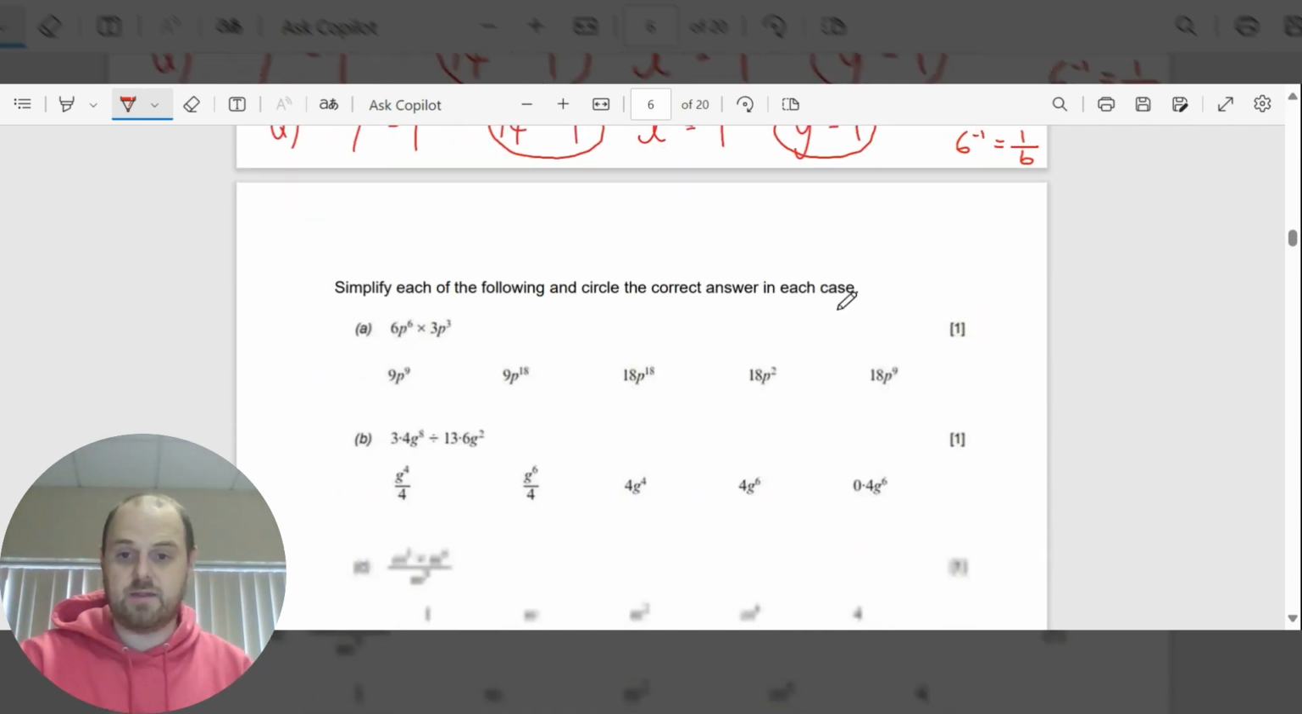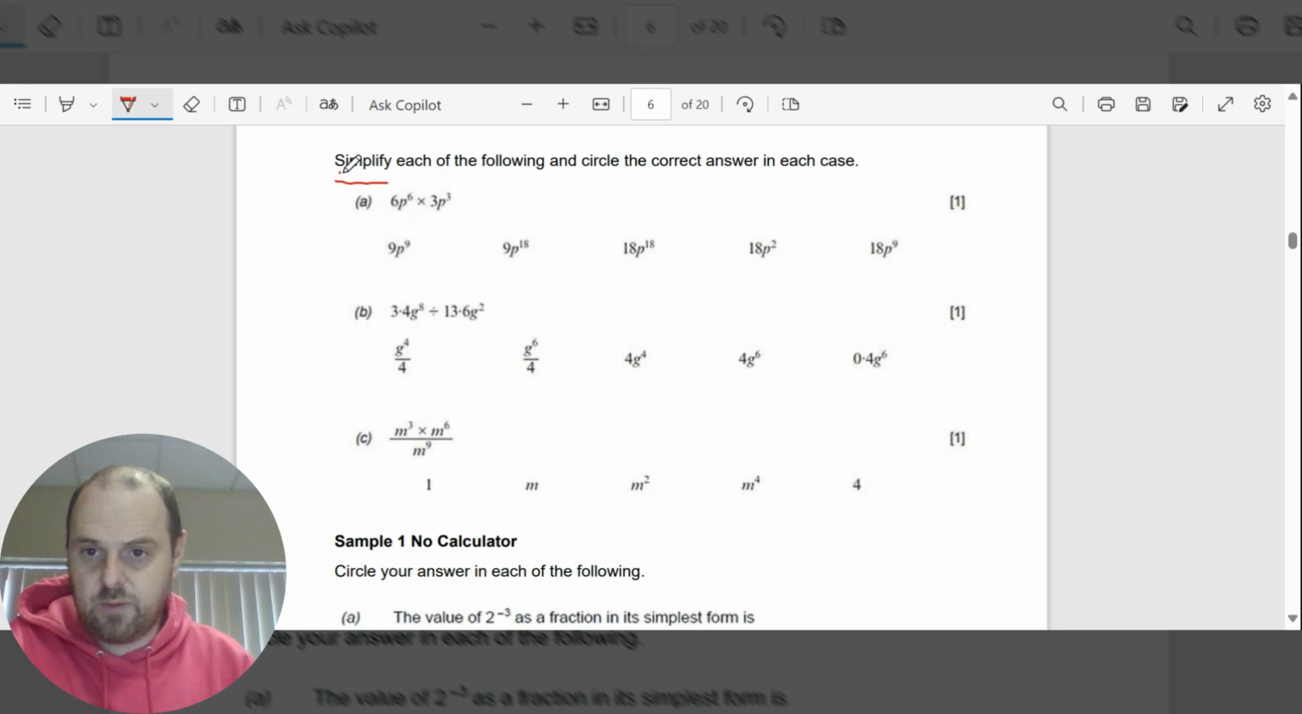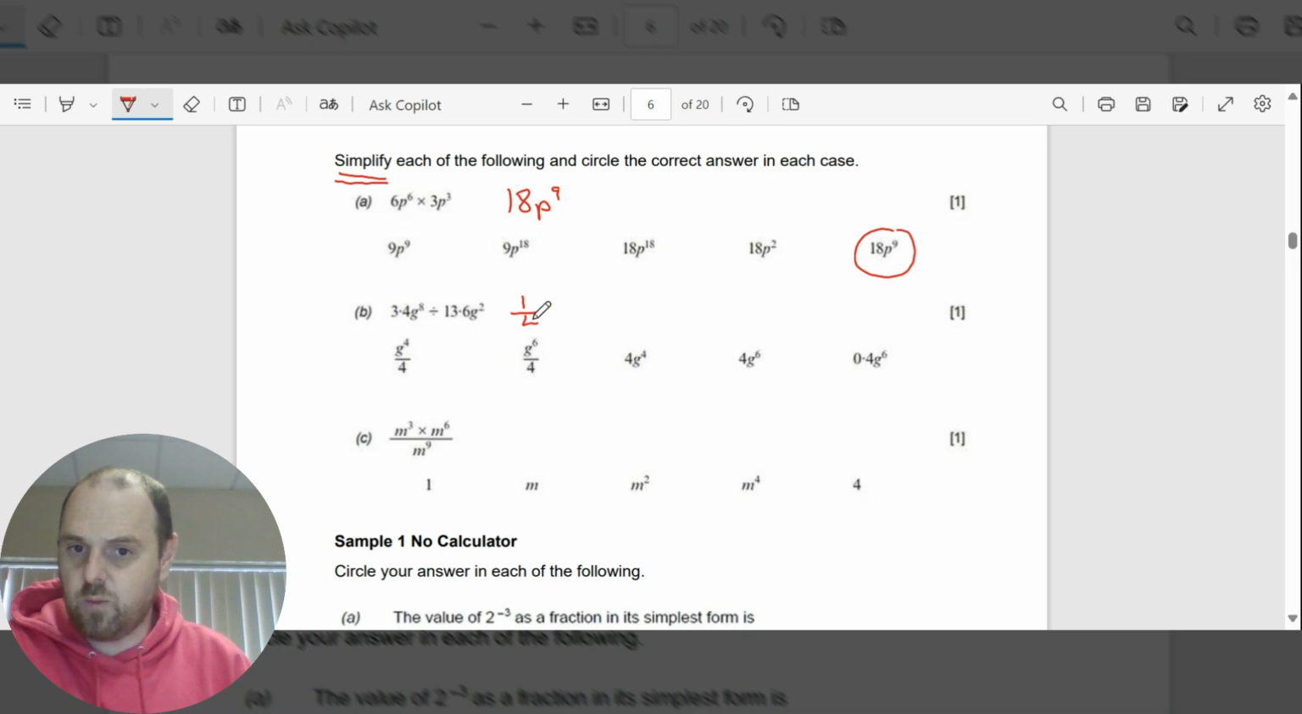So let's have a look at these. Simplify. So we're simplifying. So we're using our rules. That's what that means. So 6 times 3, do the numbers first. 6 times 3 is 18. And then P6 times P cubed, add the little numbers, P9. Here, divide. Put into your calculator 3.4 divided by 13.6. And it actually tells you that that's 1 quarter.